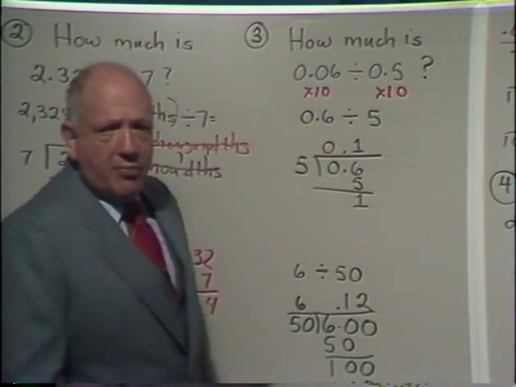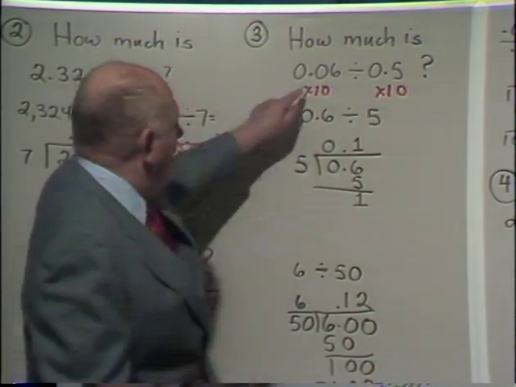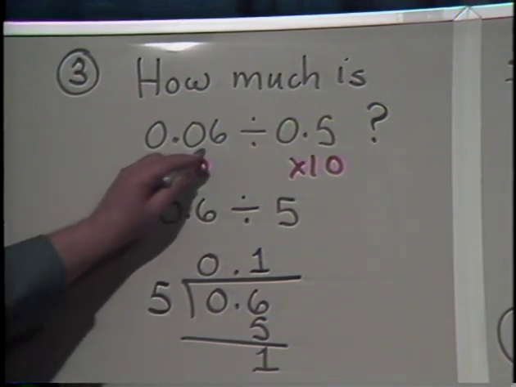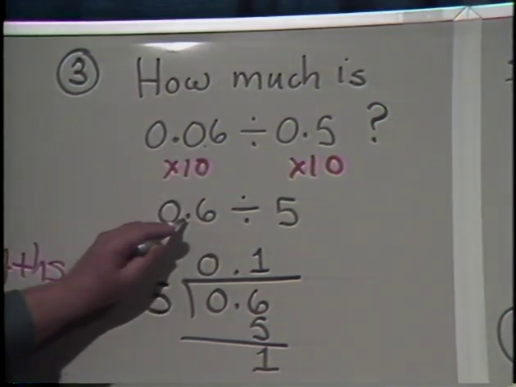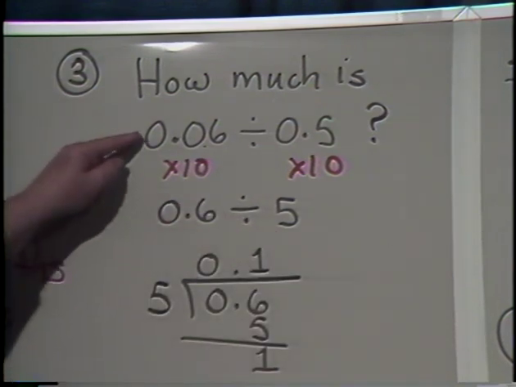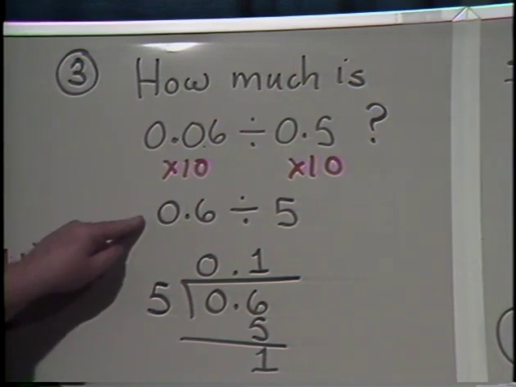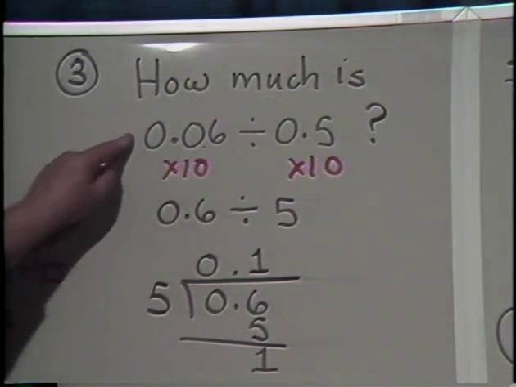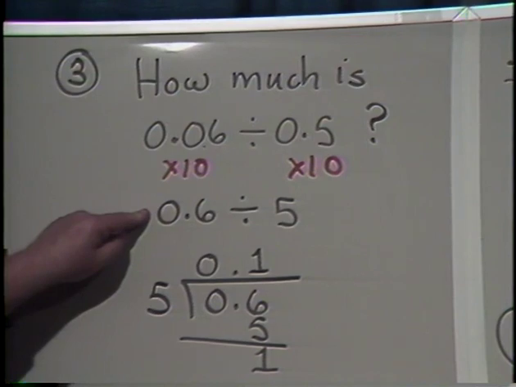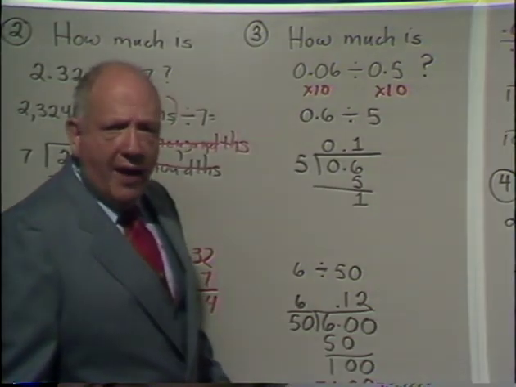How do you multiply a decimal by 10? You move the decimal point 1 place to the right. So if I move the decimal point 1 place to the right over here, I now get what? 0.6 divided by 5. That reduces this unfamiliar problem to an equivalent familiar problem. In other words, this problem doesn't look like this problem, but the answer to this problem will be the same as the answer to this problem, because we haven't changed the rate.